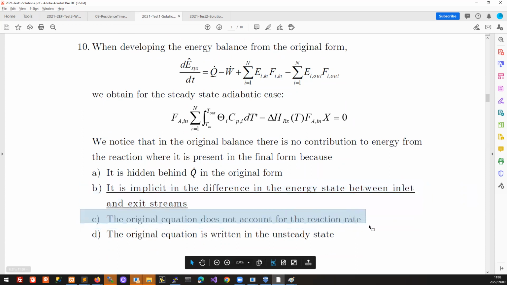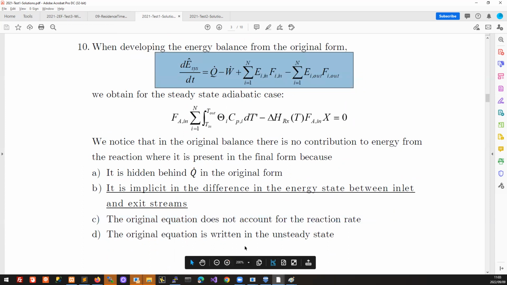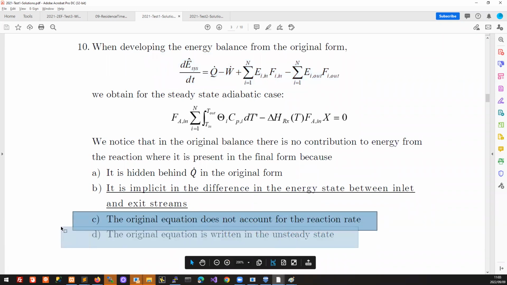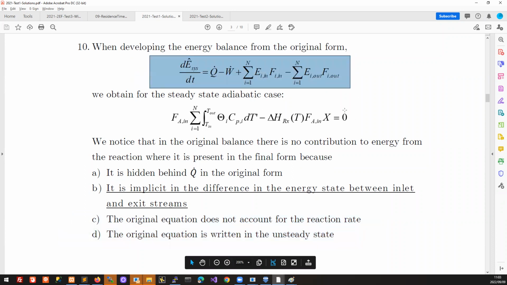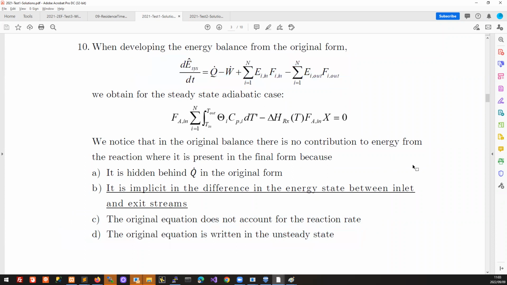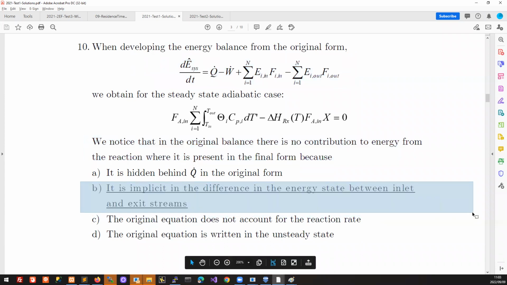The original equation does not account for the reaction rate. That's not true. We don't write the reaction rate here, but that doesn't necessarily mean there's anything wrong with that. In fact, we can't write the reaction rate here because it's a conservative property. Energy is conservative. Moles is not conservative. That can change with reaction. Energy is just translated from one to the other. So that doesn't matter. And then the equation is written in the unsteady state. That doesn't matter either. Even if it's written in the unsteady state, it doesn't mean that there's no contribution to energy. So that's the only one that makes sense there.